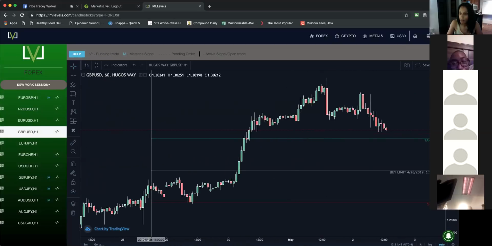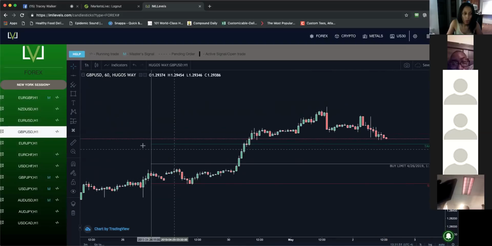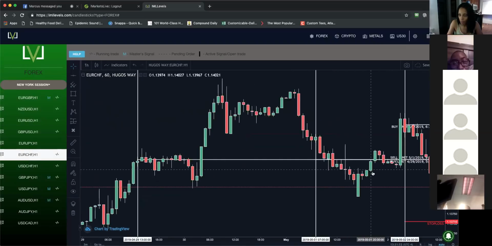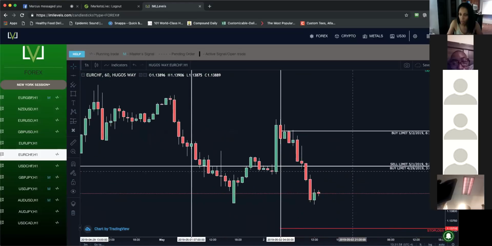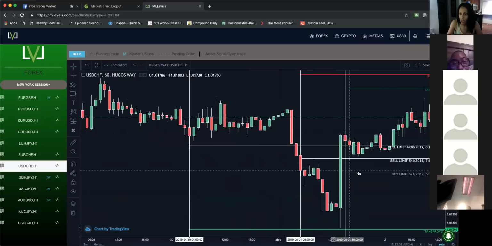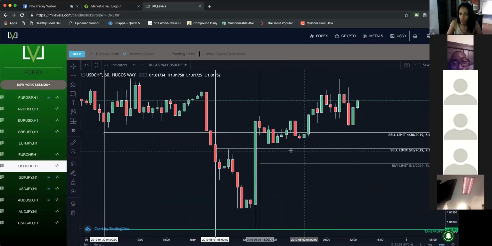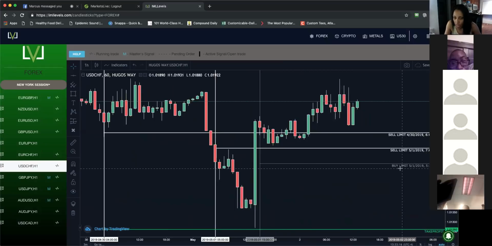GU. Buy limit 426, Euro CHF. This is a sell limit 5-1. We already hit, drop through, okay. USD CHF. Okay. Now, 5-1 at 702. Now let's look at this for a second. This is a buy limit that came in at 5-1, 533. Oh, this one was later.